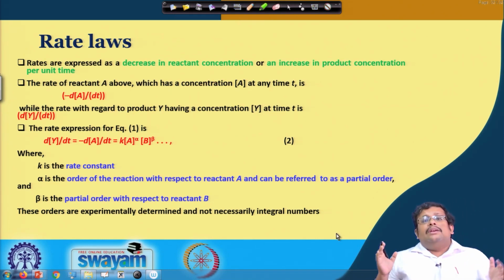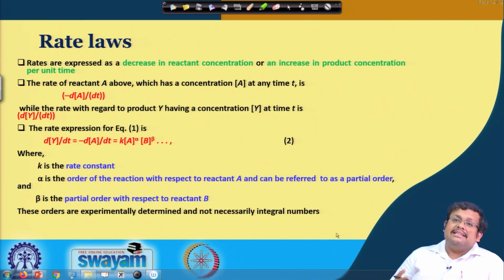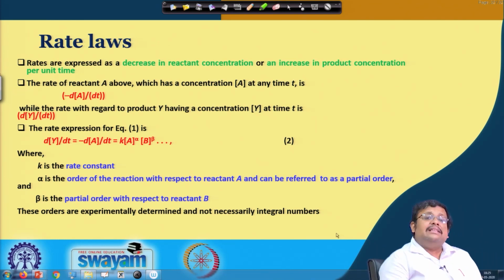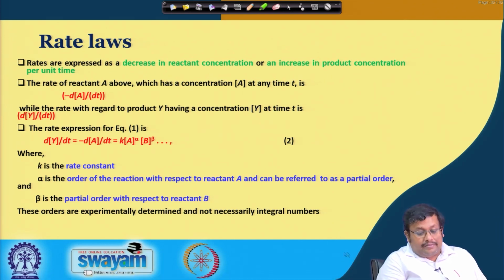From the equation 1, where A and B react to produce Y and Z, using the rate laws we can define the rate of change of the reactant concentration and the rate of increase in product concentration by using this equation, where k is the rate constant and the A and B concentrations have the powers alpha and beta, where alpha and beta are the corresponding partial orders.